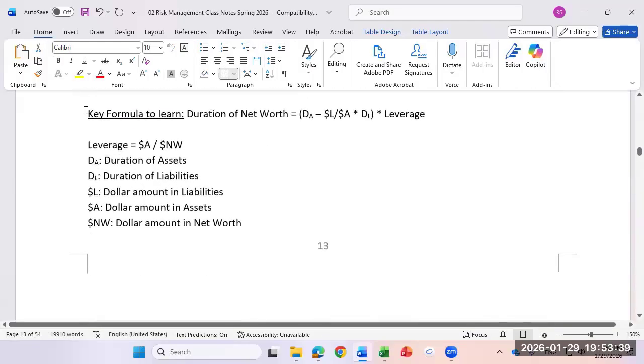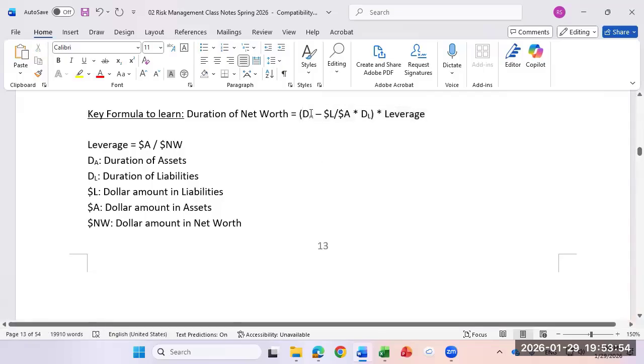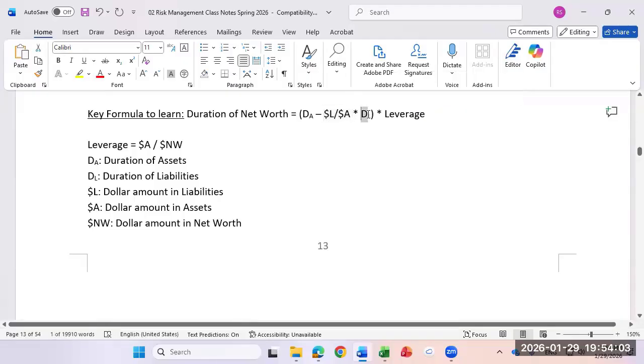All right, so here's the formula that you need. You don't get a formula sheet. So the duration of the net worth of a bank is this formula. It's the duration of their assets minus their liabilities in dollars over their assets in dollars times the duration of liabilities, times their leverage. So DA is duration of assets.